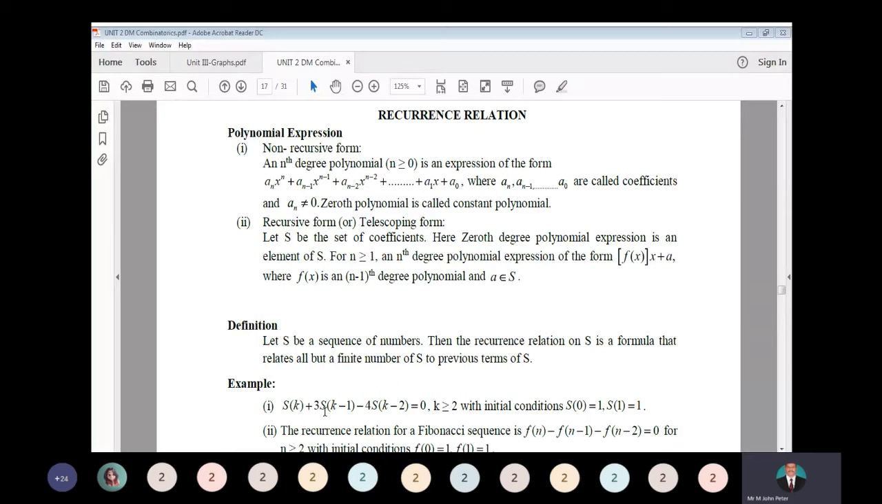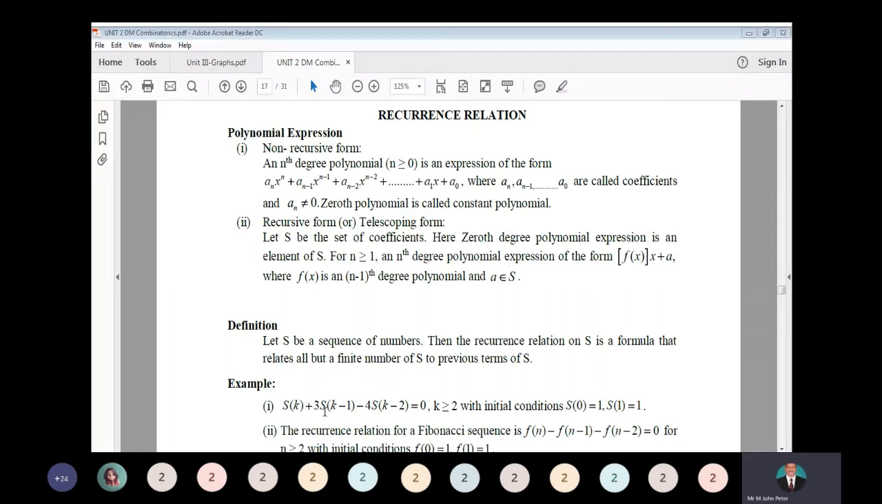A polynomial expression, non-recursive form: an nth degree polynomial, where n is greater than or equal to 0, is an expression of the form a_n x^n + a_(n-1) x^(n-1) + a_(n-2) x^(n-2) + and so on, a_1 x + a_0, where a_n, a_(n-1), and so on to a_0 are all coefficients and a_n is not equal to 0. A zeroth degree polynomial is called a constant polynomial.